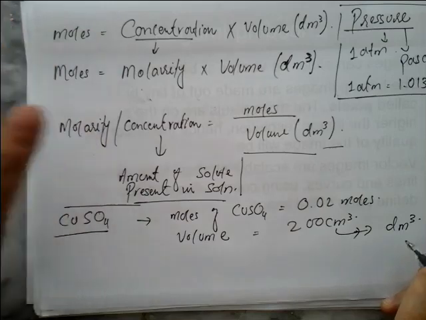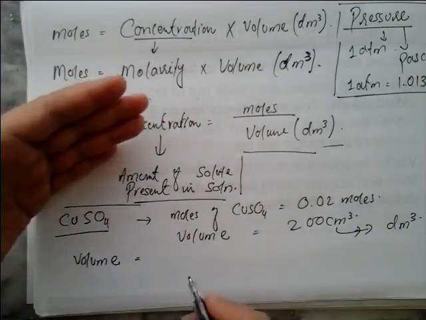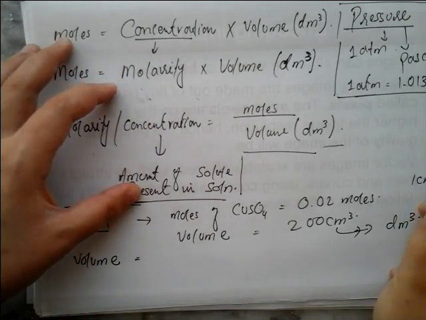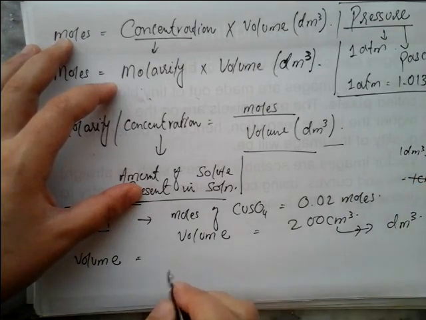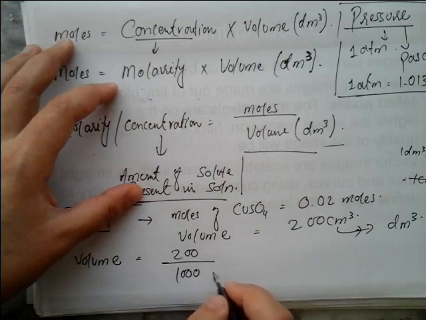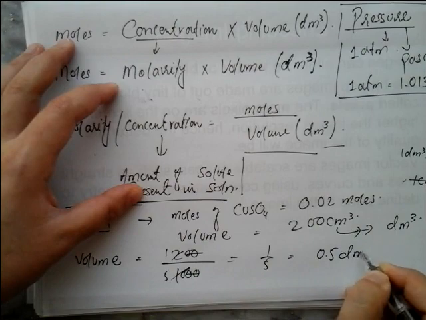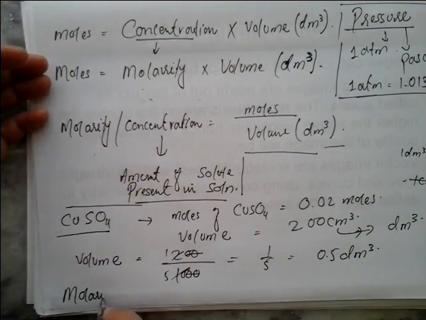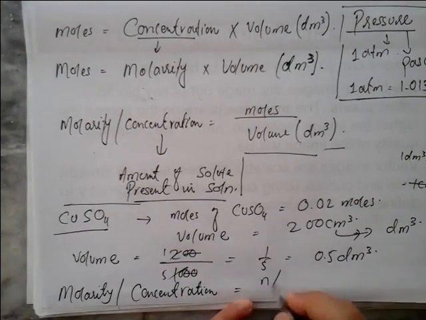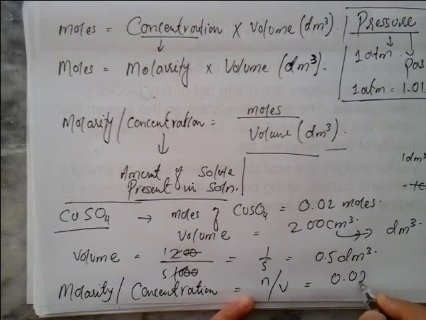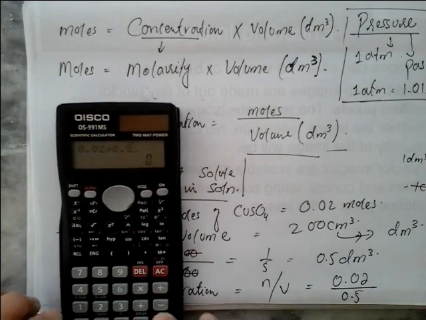We know that decimeter cube is larger than centimeter cube. So what will we do? We will divide the centimeter value, which is the smaller value, by 1000, because we know that 1 decimeter cube is equal to 1000 centimeter cube. So dividing 200 by 1000, we will get 2 over 10, which is 1 over 5, equal to 0.2 decimeter cube. Now we will find the molarity or concentration of the solution, which is equal to, we know, moles over volume. So moles are given, that is 0.02 divided by 0.5. If you divide this value, 0.02 divided by 0.5, it comes out to be 0.4.